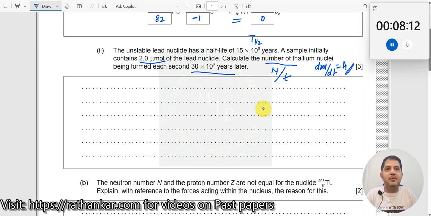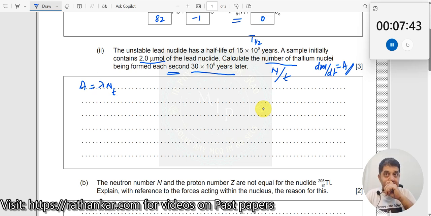So he is asking you the activity 30 into 10 power 6 years later on, and that too it should be mentioned with respect to seconds. Number of nuclei per second should be mentioned. That's what we need. Now how do I calculate activity? What is the activity formula? Activity is given by lambda times N. So if I know what is NT, the number of thallium nuclei after this much time, and what is the value of lambda, then I can take the product of this, get the answer.